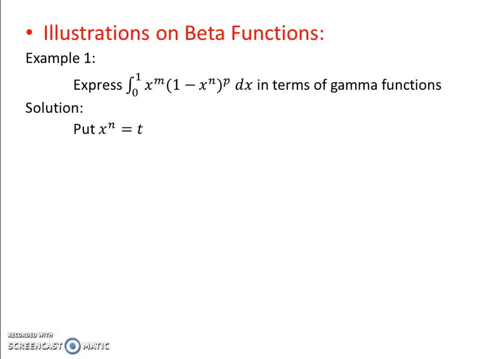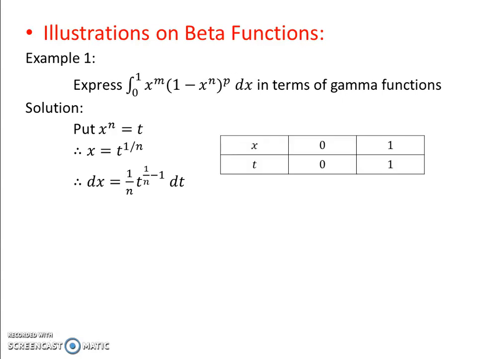So we will put x to the power n equal to t. Therefore, x is equal to t to the power 1 by n. Differentiating, we get dx is equal to 1 upon n t to the power 1 by n minus 1 dt. Look at the table of limits. x is from 0 to 1. If we put x equal to 0, we get t is 0, x equal to 1, t is 1. So limits are not changing.